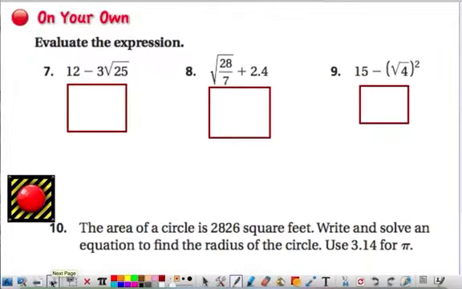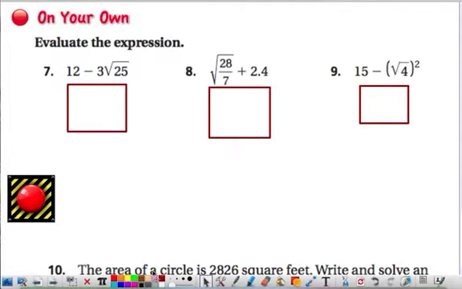Go ahead and try 7, 8, 9, and pause the video for a second, try them out, see what you get, and then we'll unpause it and see if you got the right answers.